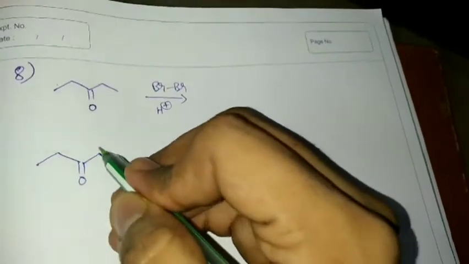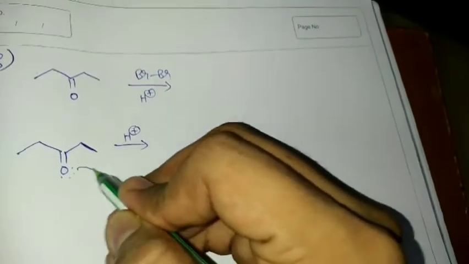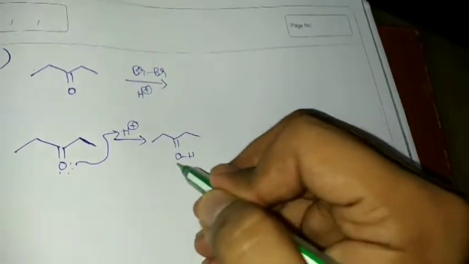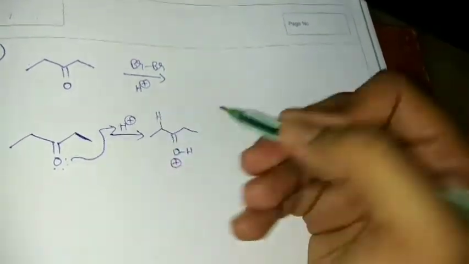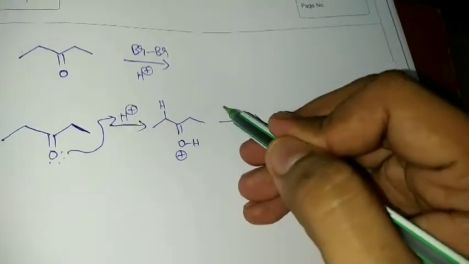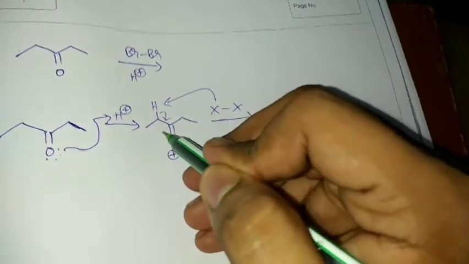So first we'll take this carbon. Okay, H plus. The lone pair abstracts H plus. So OH plus. Here hydrogen is there, right? Hydrogen is there. So what will happen? In presence of X, this X comes and attacks.